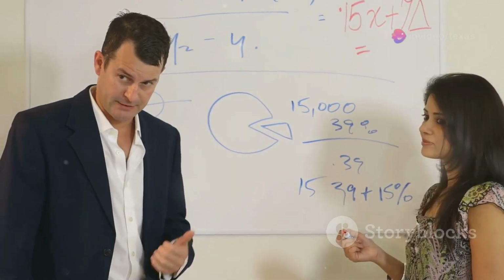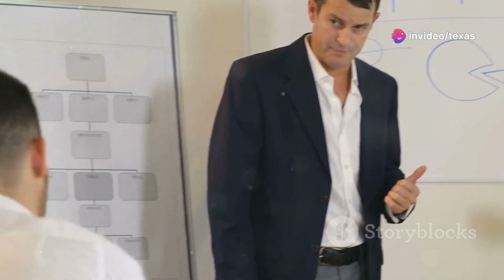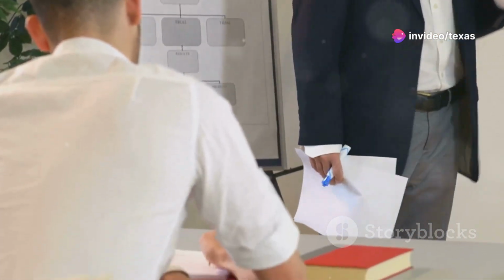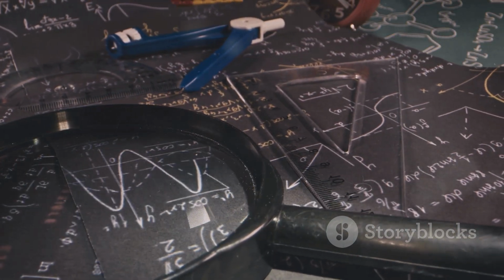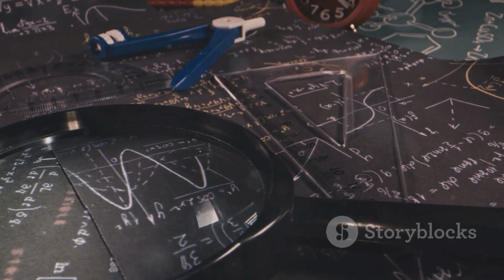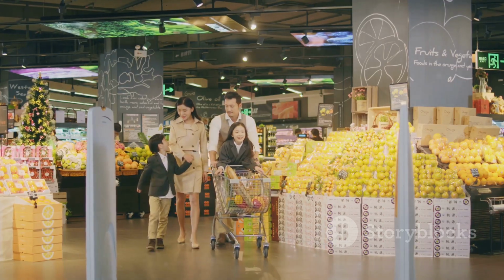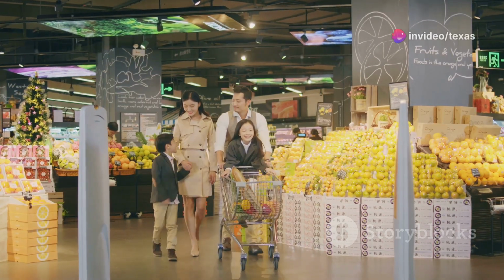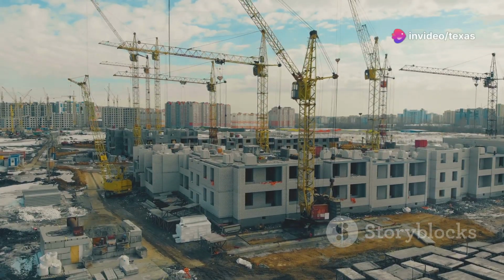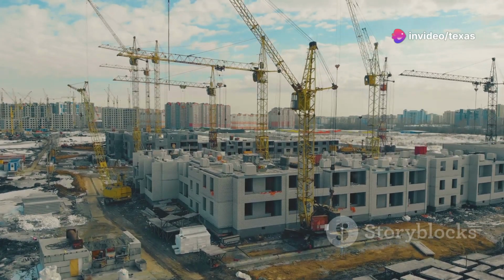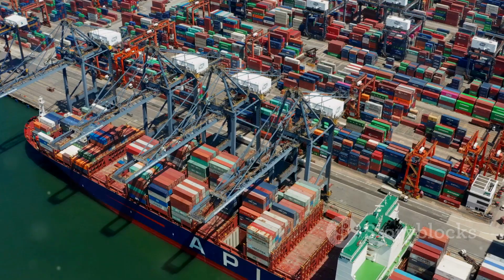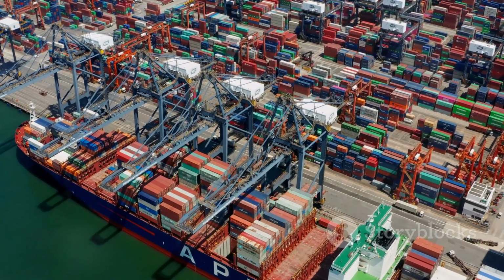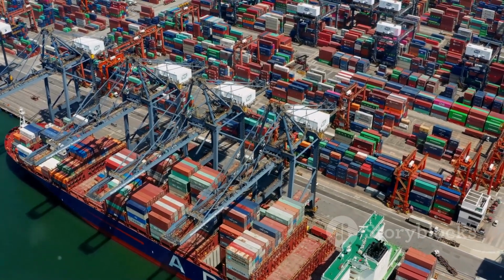Aggregate demand, or AD, is the total demand for all goods and services in an economy. It is expressed as AD equals C plus I plus G plus X minus M. C stands for consumption, including all household spending. I stands for investment, covering business spending on capital goods and household spending on new houses. G stands for government spending on goods and services. X minus M represents net exports, the value of exports minus imports.